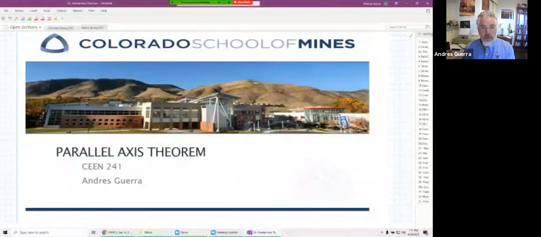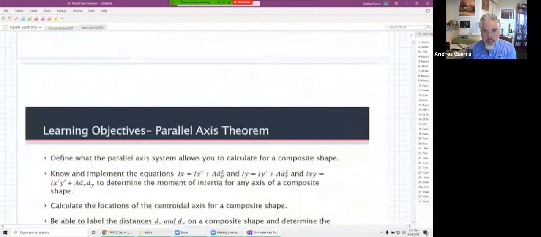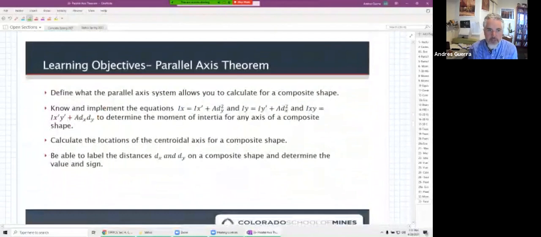Okay, so today we're going to talk about the parallel axis theorem, one of those topics that's 80% of the final exam. Our learning objectives are to define what the parallel axis theorem allows us to calculate for a composite shape, know and implement these equations, and then be able to calculate the centroid axes for a composite shape.